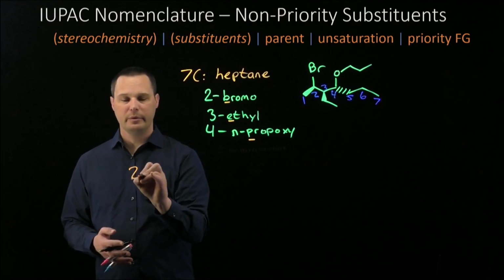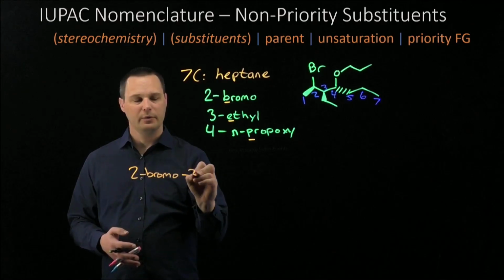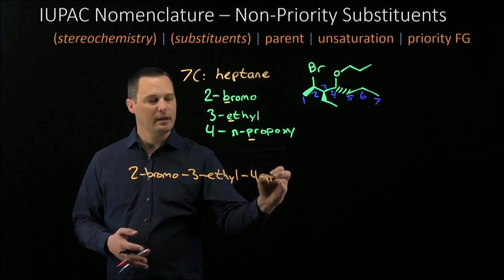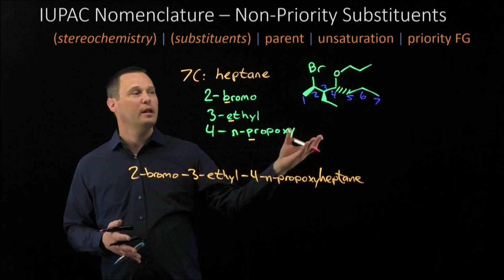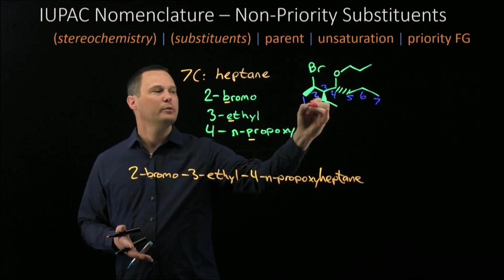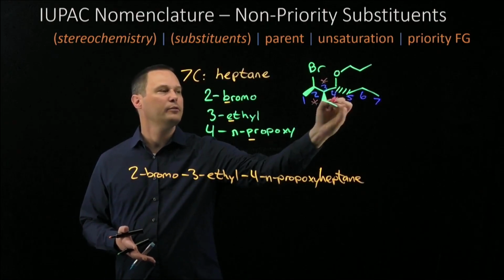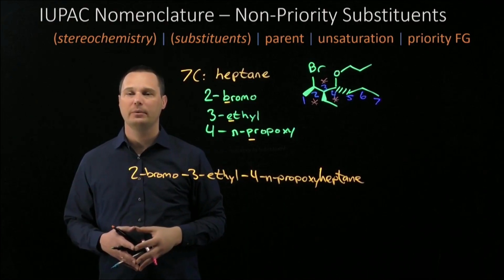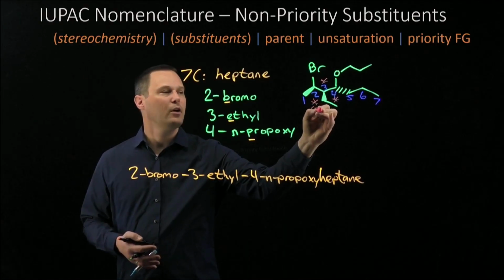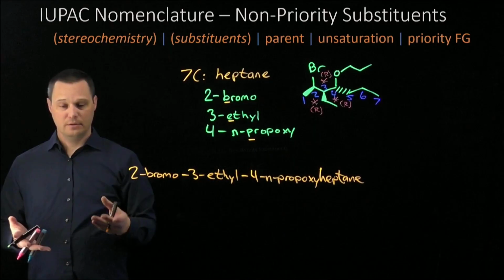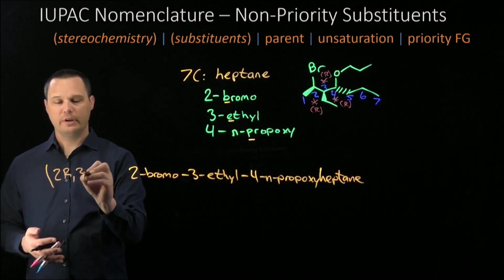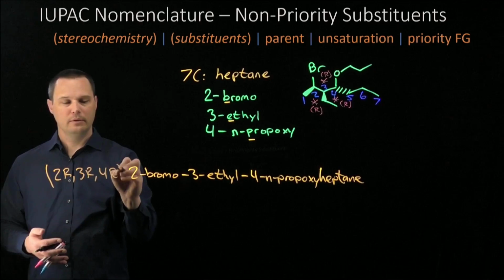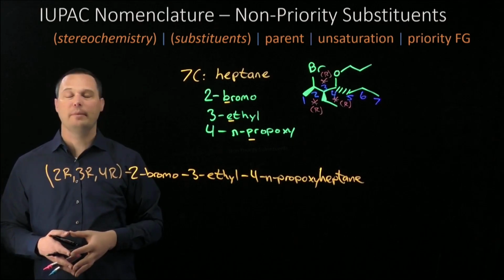B comes first, so we would start with 2-bromo, then 3-ethyl, finally 4-N-propoxy, and we finish with the hydrocarbon heptane. Finally, we glance through the molecule to find stereocenters. Carbon number 2, carbon number 3, and carbon number 4 are all chiral centers in this molecule. And for this molecule, it turns out they are all R stereocenters. So for our IUPAC name, we do not combine them. We would say 2R, 3R, 4R, 2-bromo, 3-ethyl, 4-N-propoxy heptane.